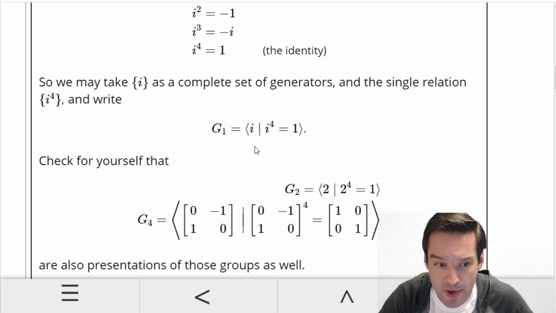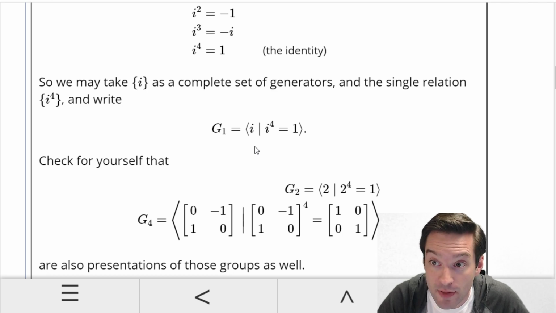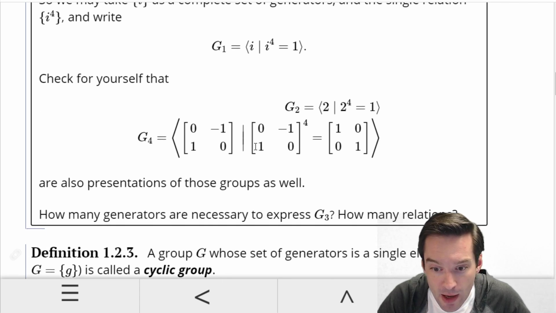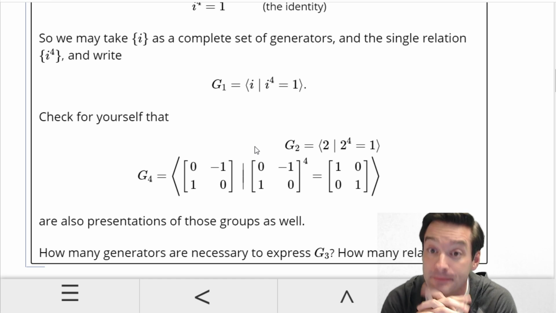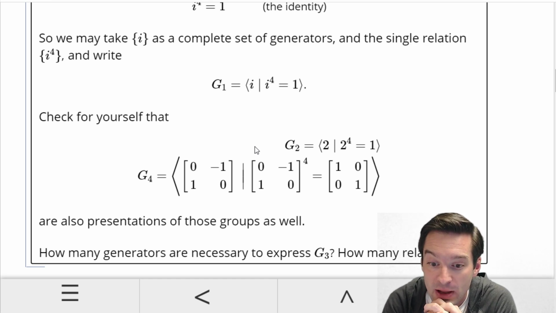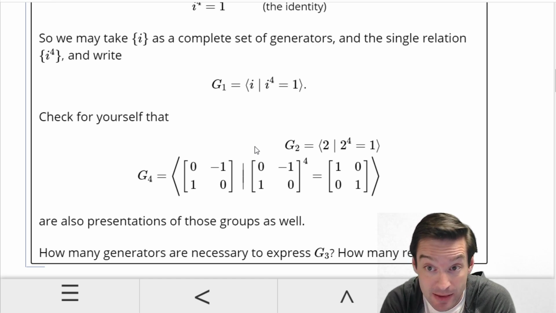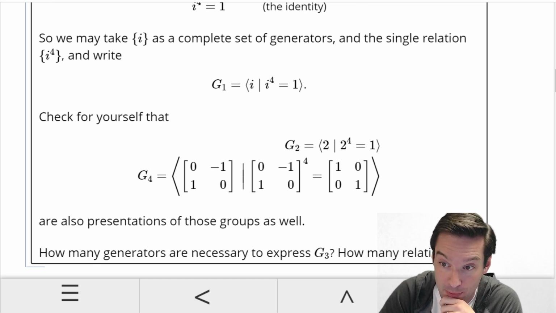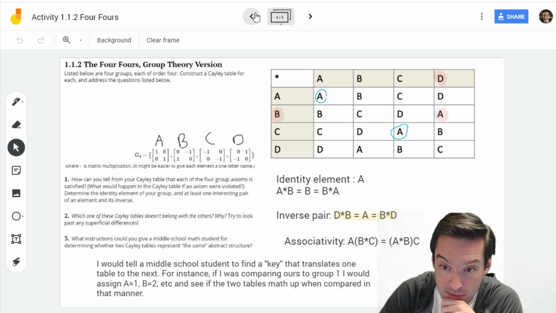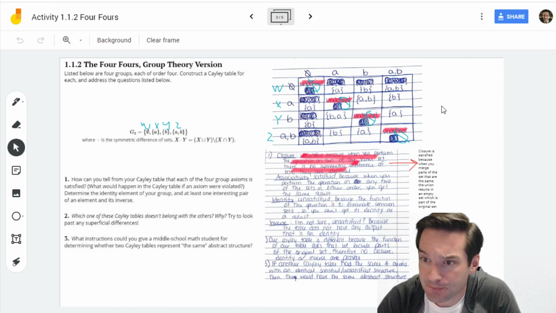So here's the question I want to pose to you and give you a few minutes to work on in your group today. What about the other group? How might we express that group using generators? How many generators would we need? What might the relations be that would explain how the other group operates? So that's this group right here.